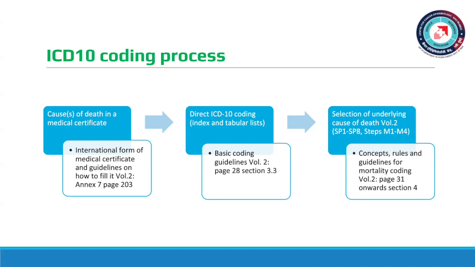Selection of the underlying cause of death includes steps SP1 to SP8, and concepts and rules for mortality coding in Volume 2, starting from page 31, section 4. This flowchart serves as a guide for medical professionals on recording causes of death, utilizing the ICD-10 system for coding and selecting the underlying cause of death based on specific steps and rules outlined in the reference materials.